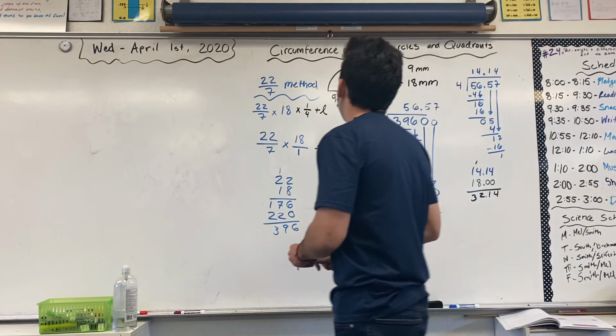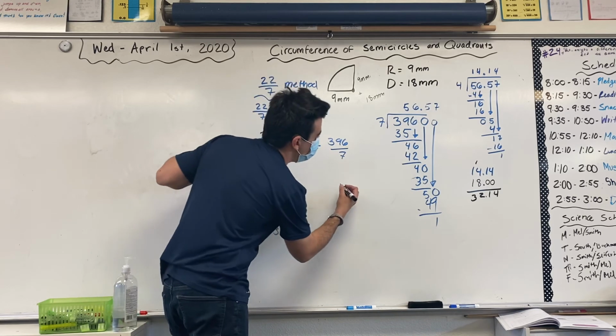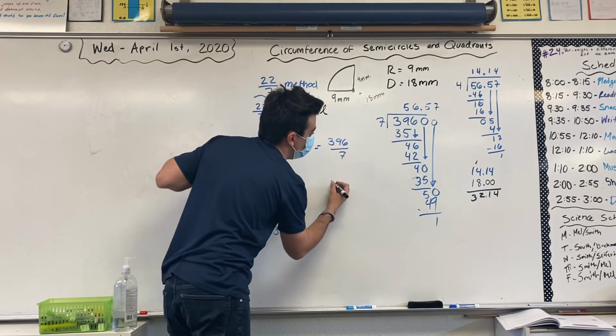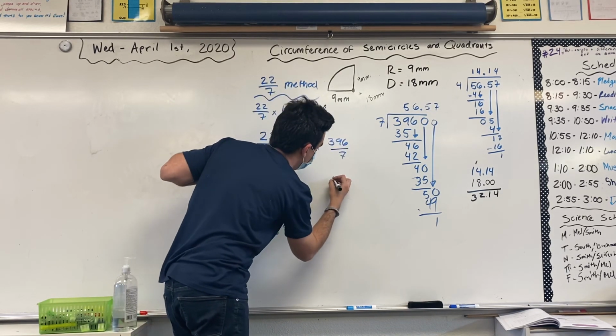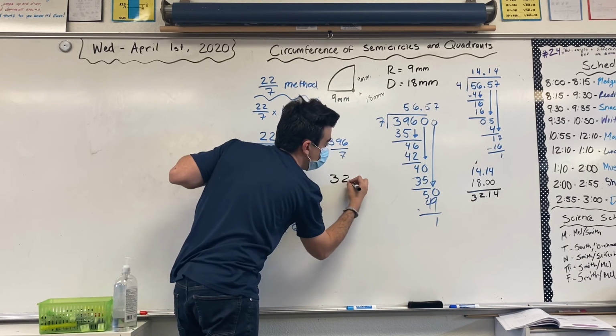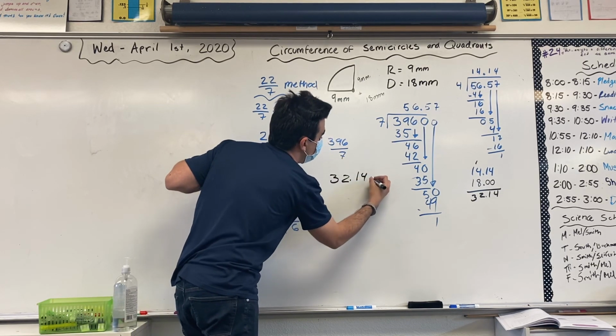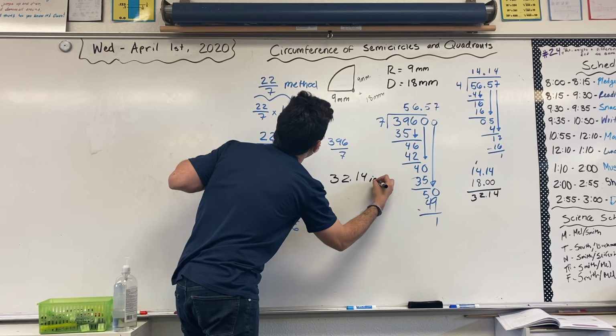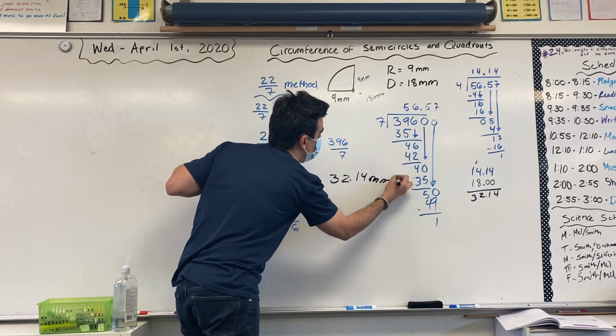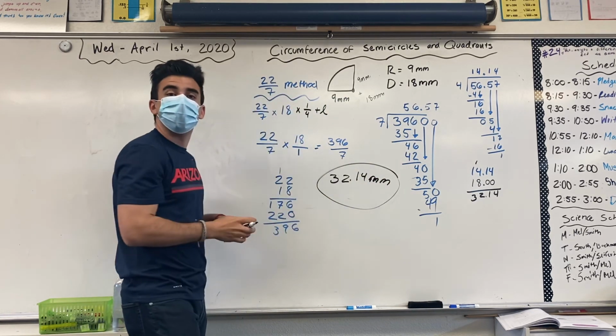So when you are using the 22/7 method for a quadrant, in this particular quadrant, your answer would be approximately 32 and 14 hundredths millimeters. And that's it. Good job, guys.